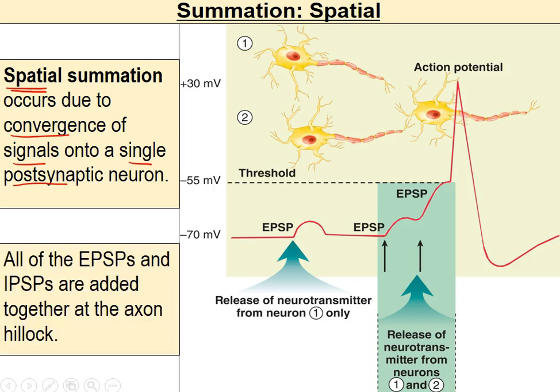So in space, these neurons are converging on one neuron, which you can see happening in the picture. This neuron and this neuron are converging on this third neuron, and whatever EPSPs and IPSPs they are creating are then added together to determine the potential at the axon hillock.